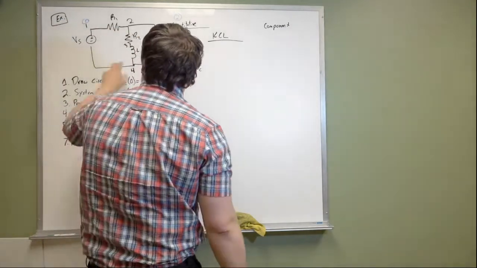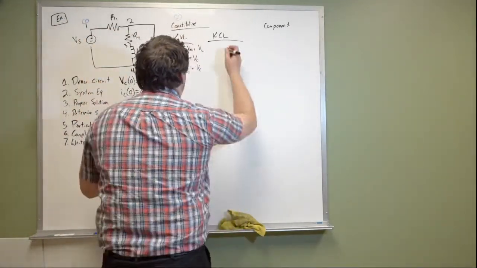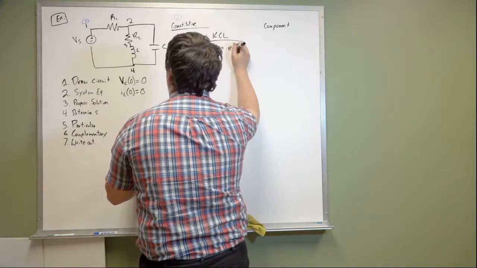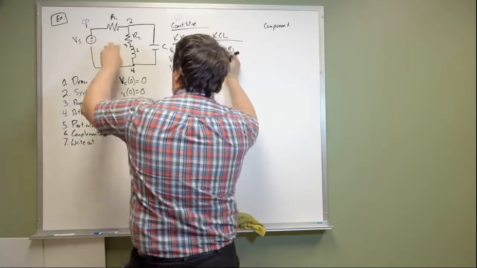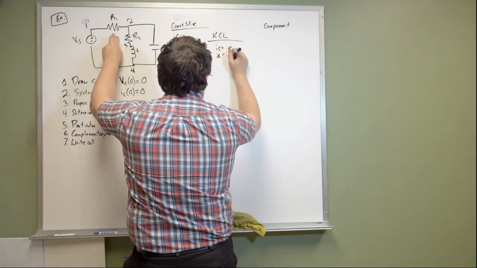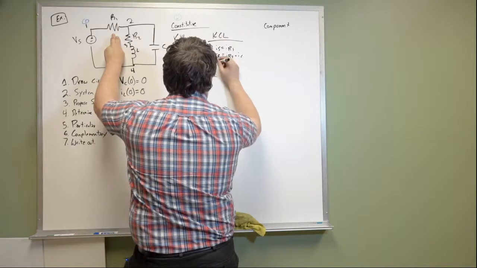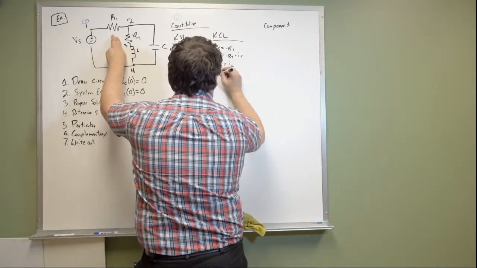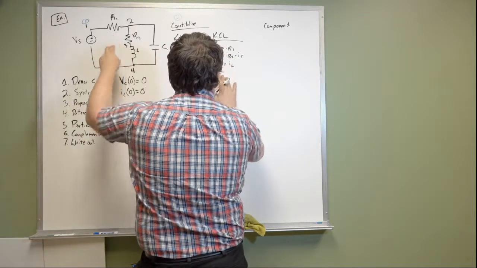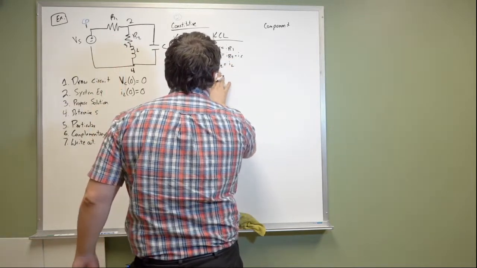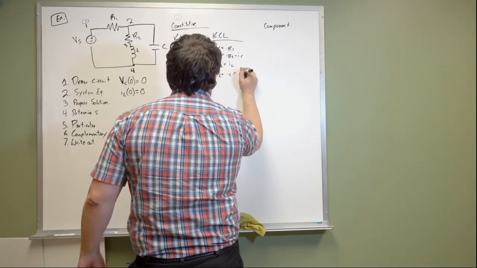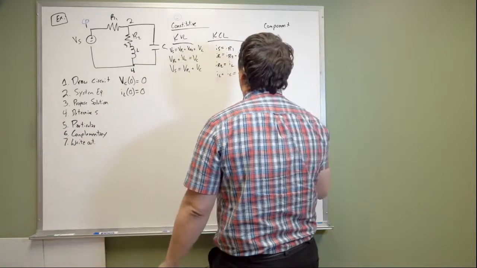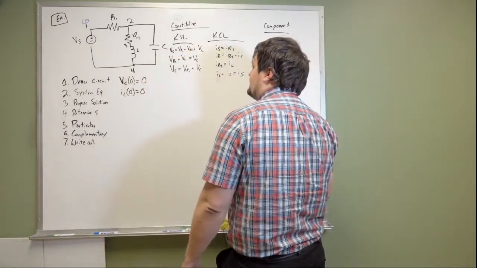As far as KCL goes, we have 4 nodes. We'll go ahead and write those out. We have IS is equal to IR1. It's at node 1. We have IR1 is equal to IR2 plus IC. We have IR2 is equal to IL. And then we have IL plus IC is equal to IS. All right, so those are our KCL equations, and then we have component equations.